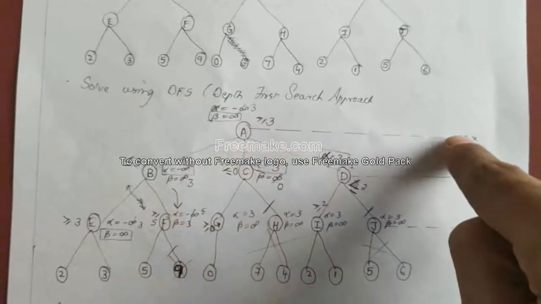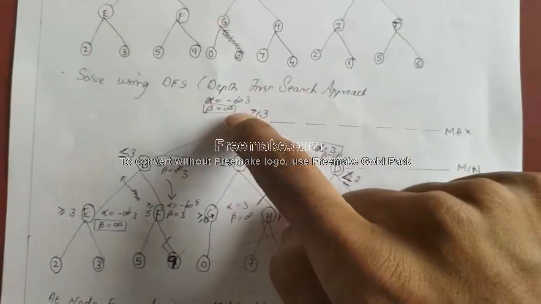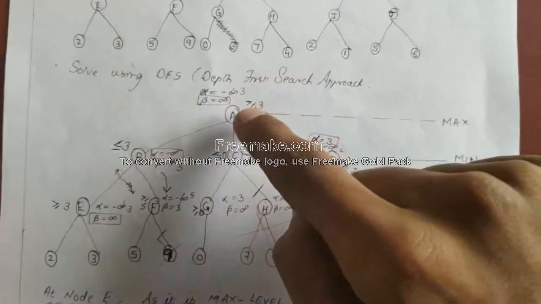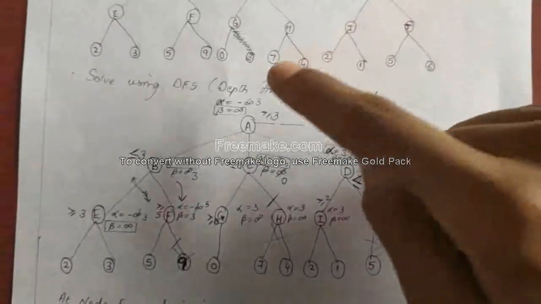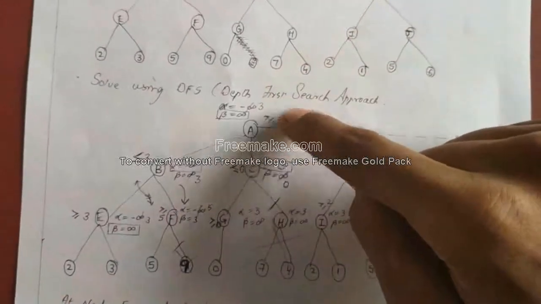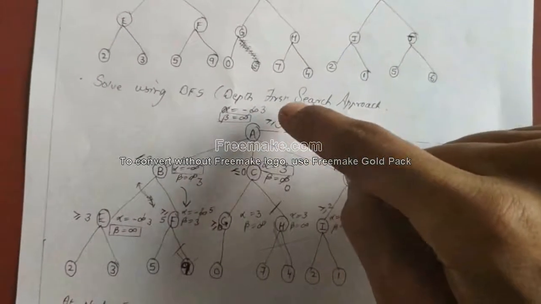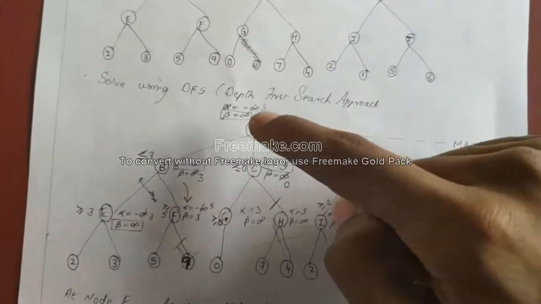As it is maximum, alpha keeps changing but beta remains constant. So 3 is assigned to the alpha value. Here the root node A is assigned 3. Once A attains 3, alpha is equal to 3 and beta is equal to infinity. So this value can be passed on to the corresponding nodes.